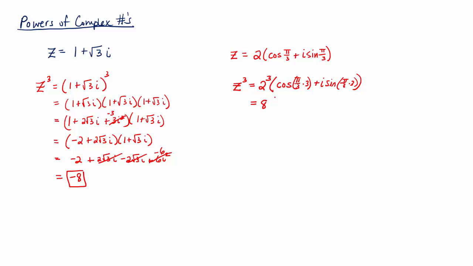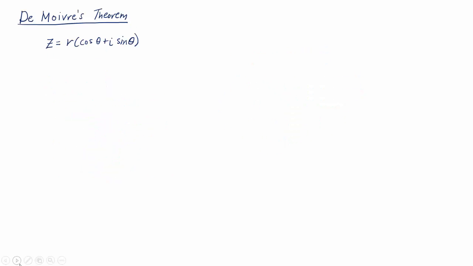We get 8 for the radius times cosine of pi plus i sine of pi. And then I know what cosine of pi is. That's -1. I know that sine of pi is 0. So we get -8. Well, it's a good thing. We better get the same answer. We're doing the same problem. Even when we're cubing and the work in a plus bi form isn't super overwhelming, I still prefer this new method. So we're going to give this new method a name, and it's called Moivre's theorem.